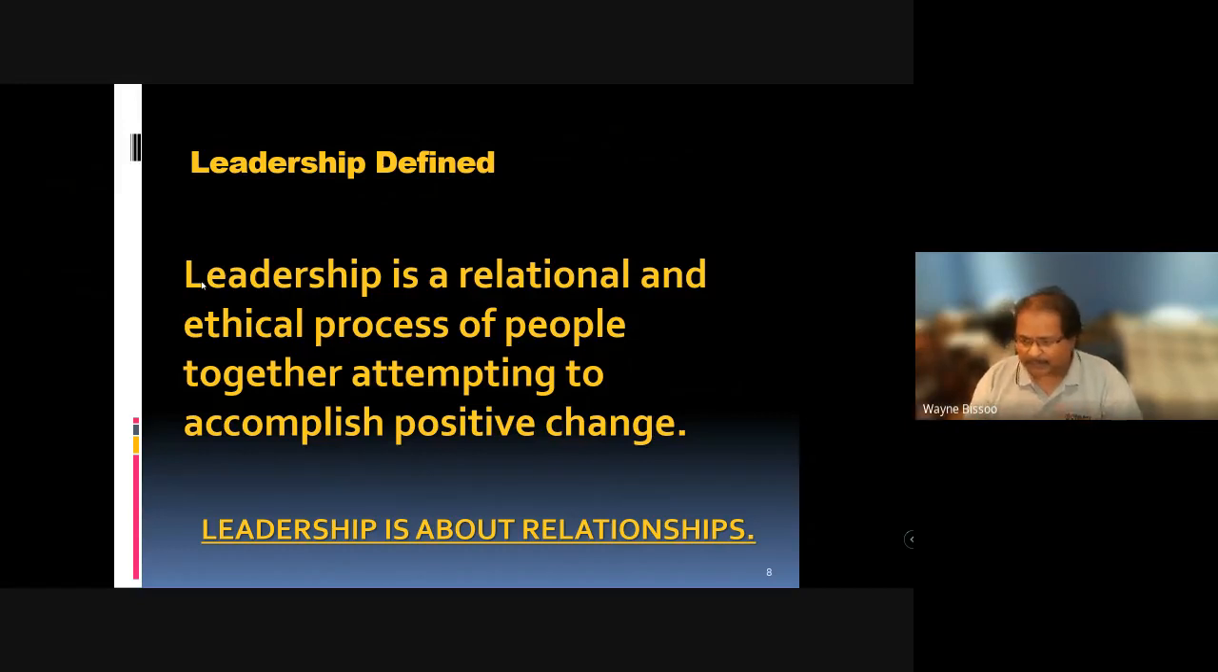So, can any one of y'all identify one of the long-term goals of your organizations? Let's start with the police service. In terms of your vision, what is the vision statement for the police?